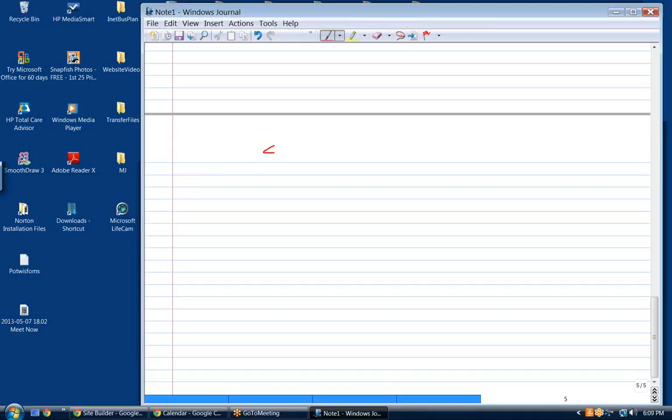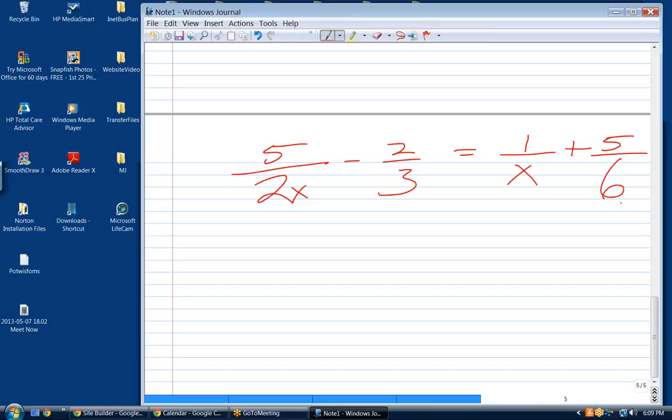Five over 2x minus 2 over 3 equals 1 over x plus 5 over 6. Yes. Okay. What can I multiply? In other words, here I have 4 denominators. So what can I multiply each side of the equation by, which is to say each term of the equation, in order to get rid of the denominators in one step?